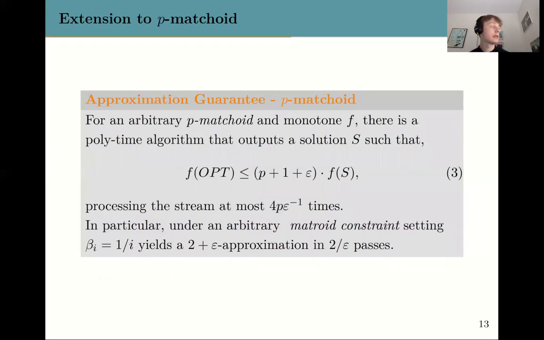So this is the result that we get. For an arbitrary P Matroid and a monotone function f, there is a polynomial time algorithm that outputs a solution that is a P+1 approximation, and we only process the stream P over epsilon times. In particular, for a single Matroid, setting beta_i to be 1 over i, we get a 2 plus epsilon approximation in 2 over epsilon passes.